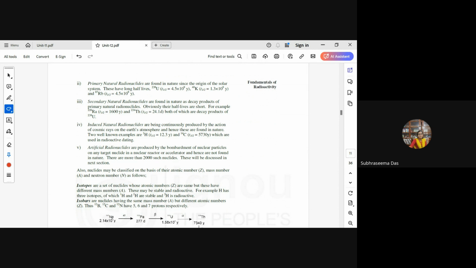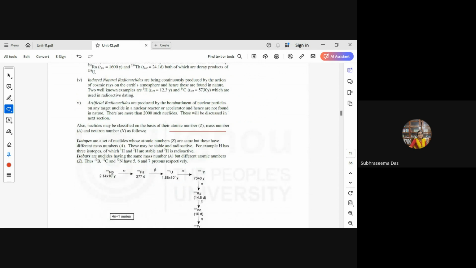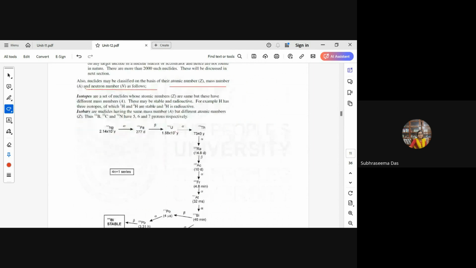And the fifth is the artificial radionuclides, which are produced by the bombardment of nuclear particles on target nuclei in a nuclear reactor. There are more than 2000 such nuclides, and this process is called artificial radioactivity. Nuclides have also been classified on the basis of their atomic number Z, mass number A, and number of neutrons. Isotopes are a set of nuclides whose atomic number Z remains the same, but their mass numbers are different.